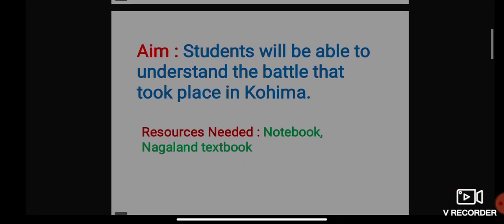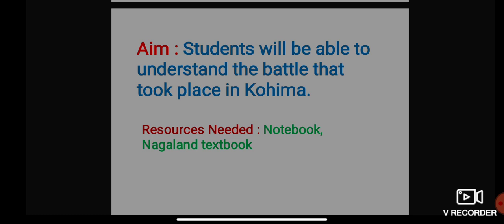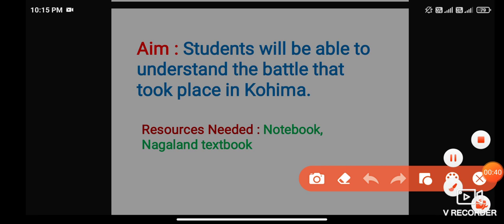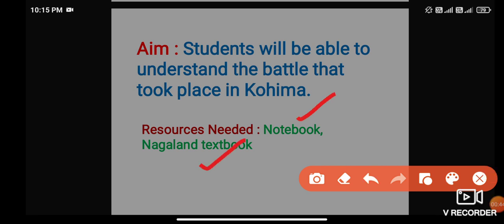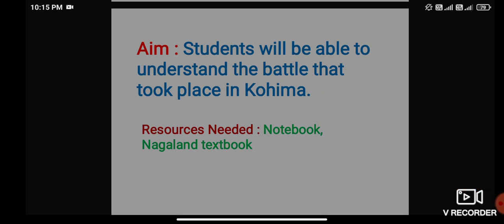Our aim for today is that students will be able to understand the battle that took place in Kohima, that is between the Japanese forces and the British forces. The resources needed are your notebook and your Nagaland textbook. So you have to get ready with your notebook and your Nagaland textbook, okay?